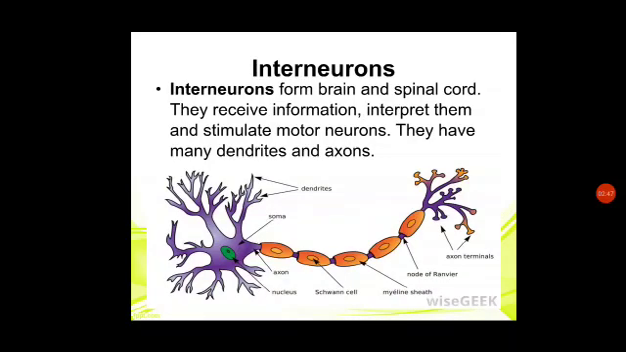So you can say they have more dendrites than sensory neurons. They have one axon, they have the myelin sheath, they have nodes of Ranvier. All the other parts which the other neurons have, they also have.